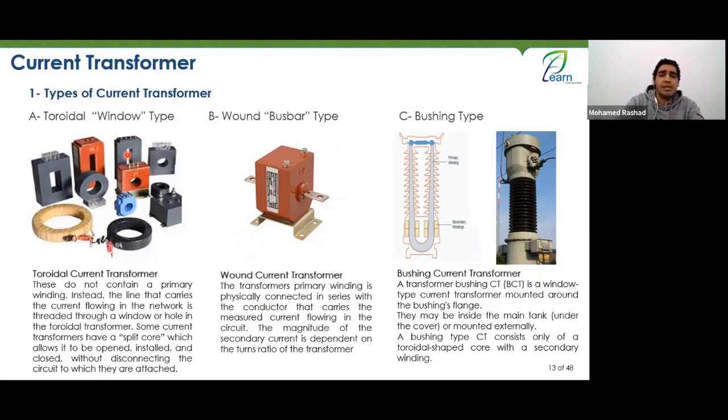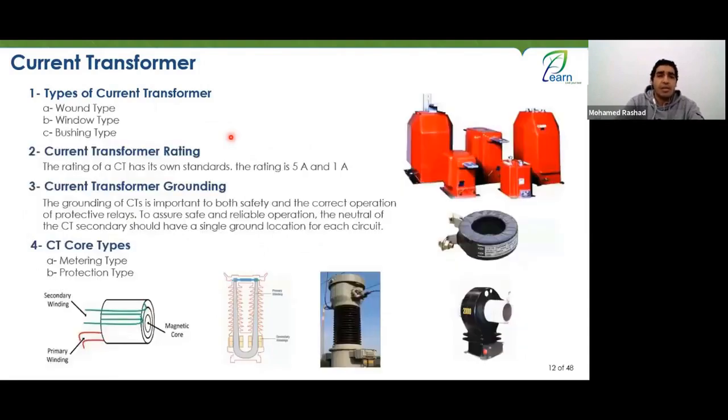Great. So let's not forget the three types of current transformers. You have the wound type, which is the one with a primary that consists of a single loop. Then you have the other two types, the window type or toroidal type, and the second type, which is the bushing current transformer, or BCT.